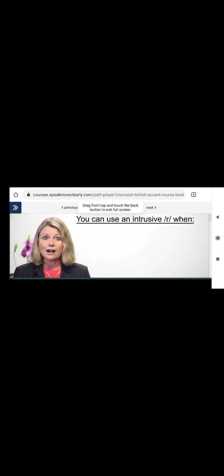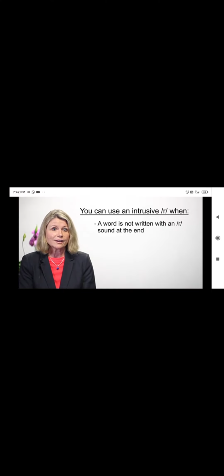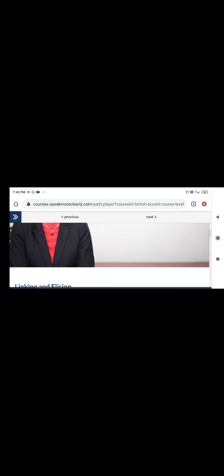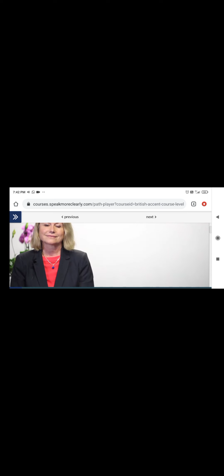Some of you may have heard of a type of linking that involves what we call the intrusive R. This is also important for smooth flowing rhythm in English. You can use an intrusive R when a word is not written with an R sound at the end, or the word ends in the vowels ear, as in near, and or. The next word begins with a vowel. It sounds complicated, but it isn't really.